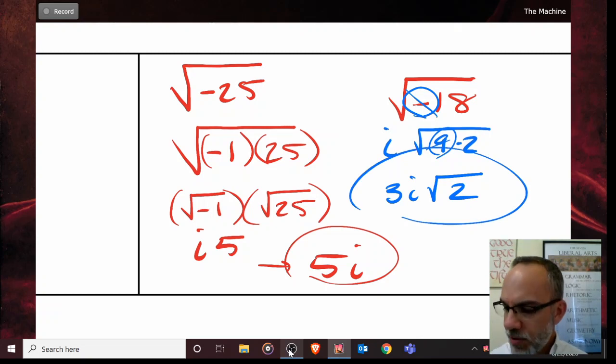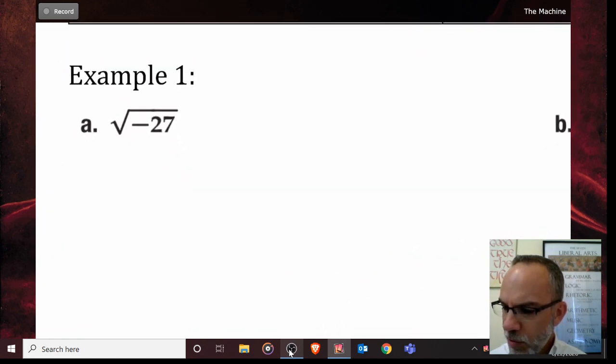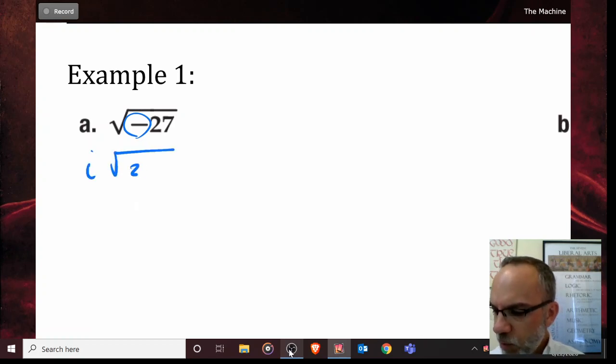Okay, so let's do some exercises now. Example number 1, the square root of -27. All right, so I've got a couple things here. I've got a negative sign underneath the radical. It's a square root. And 27 itself is not a perfect square, but I have a factor of 27 that is. So the first thing I will do is pull out the negative. That comes out as an i times the square root of 27.